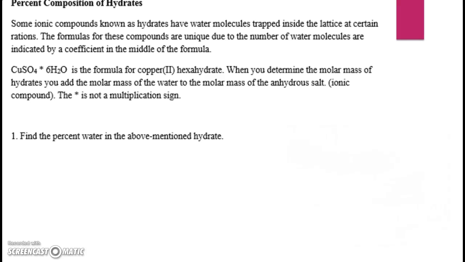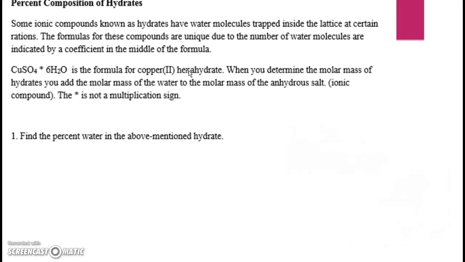So, we have these water molecules trapped, and this makes these compounds have a unique formula because they have these water molecules attached. They also look different. So here's an example of a formula for a hydrate. You see copper sulfate here, so copper 2 sulfate, and then we have this part here. This asterisk basically means that there's water involved. It's not a multiplication sign. It's represented that there is attached water to it. This one has 6 molecules of water here. And because of that, it's called copper 2 sulfate hexahydrate. Hexa meaning 6.